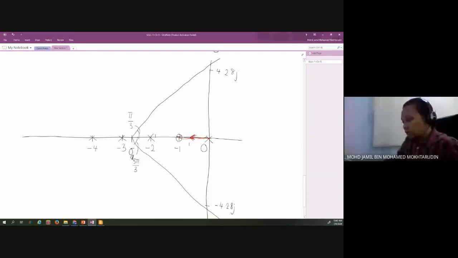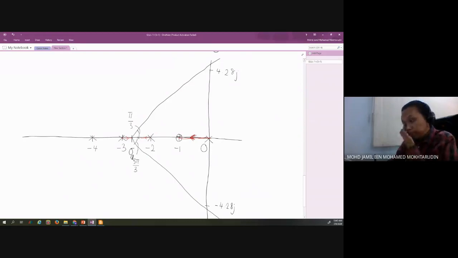So kita tengok dekat 2 ni dulu. So you know this is the asymptote. So the root locus cannot cross this asymptote. Okay, so the only possible way is that the root locus must start here from the poles, and then it will break away.